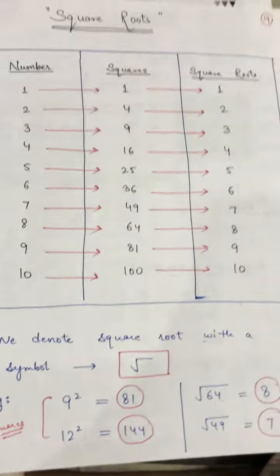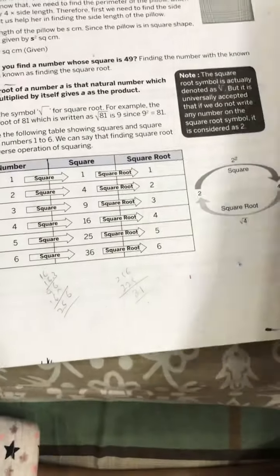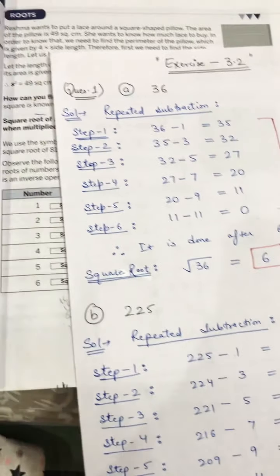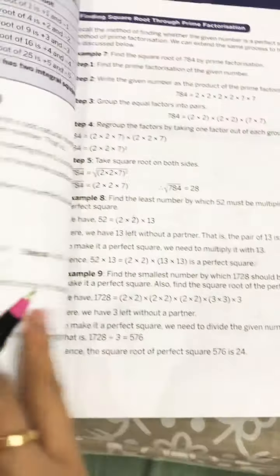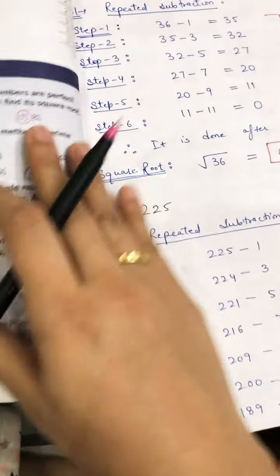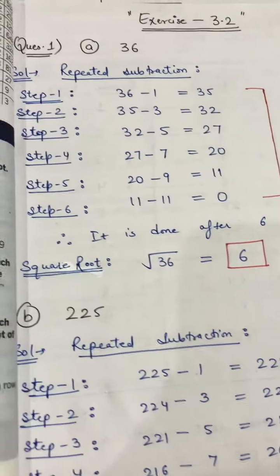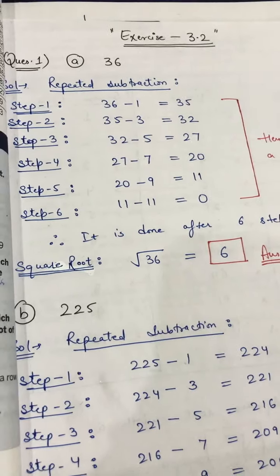Clear? The way you have learned squares, in the same manner you have to revise and learn square roots. Okay, there are some methods, like you can learn directly up to 30 what the square roots are. Or you can take out the square roots with the prime factorization method or with the repeated subtraction method. In these ways you can take out the square root.